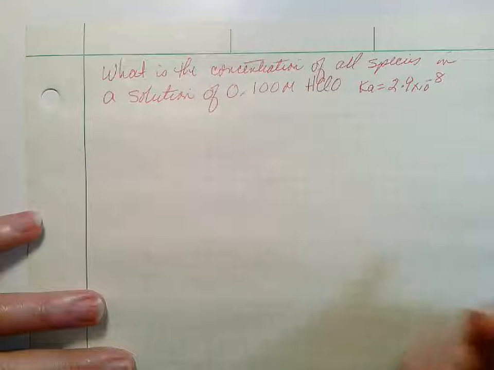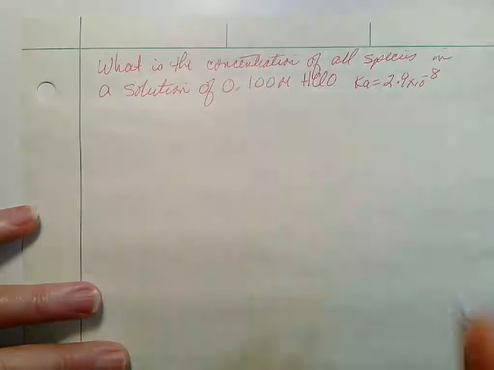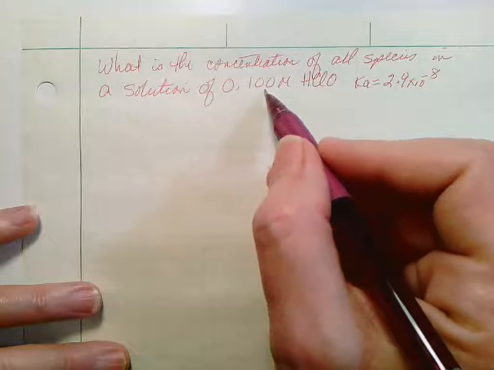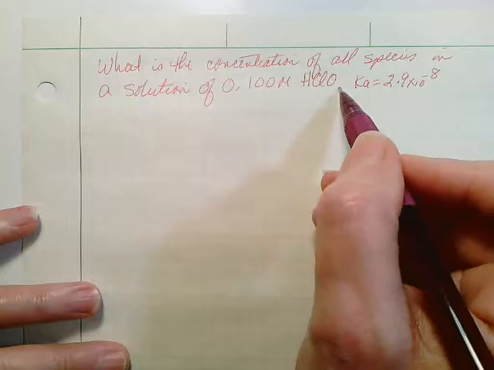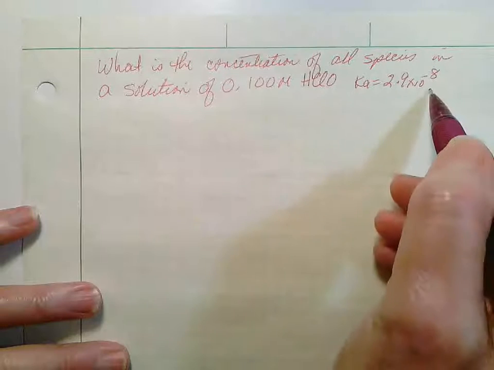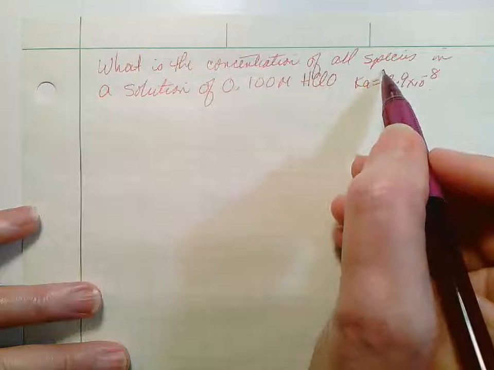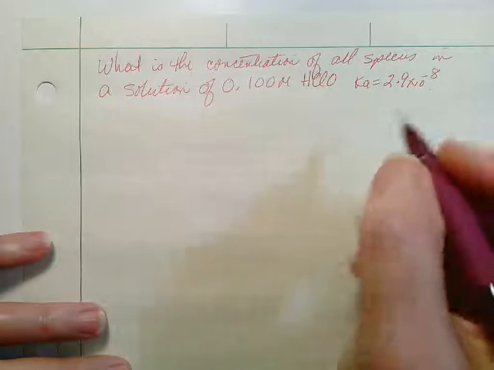Okay, let's do a RICE example. We have a 0.100 molar hypochlorous acid, and I've given you the Ka, and I want to know the concentration of all species. So what would all the species be?